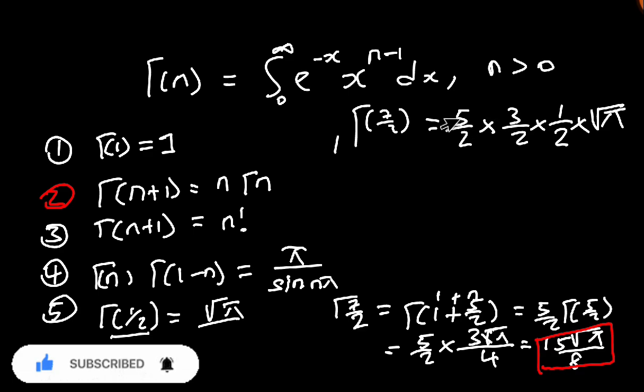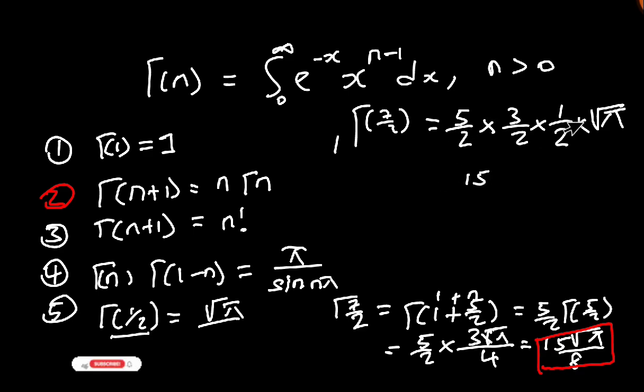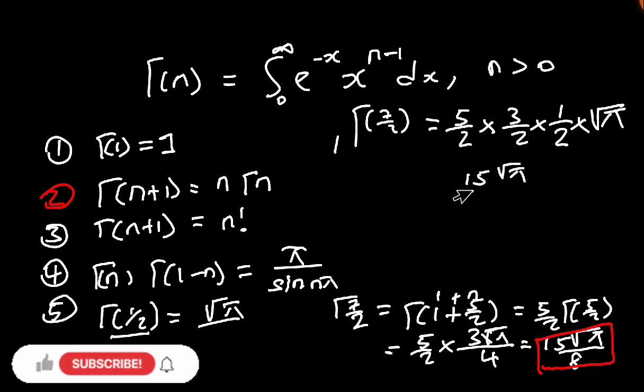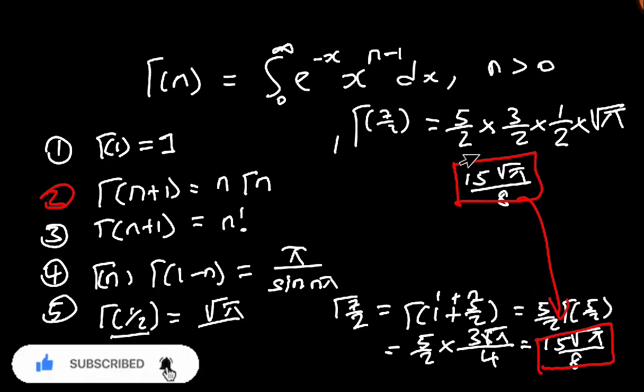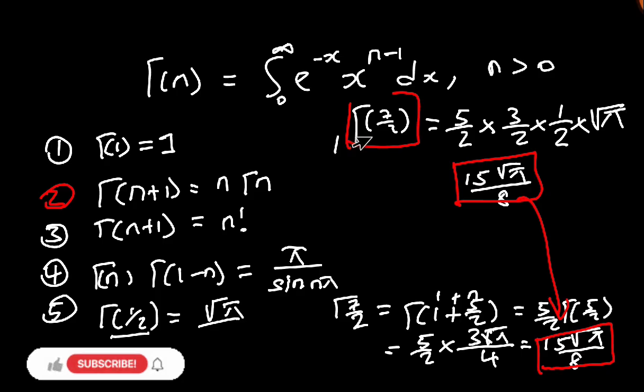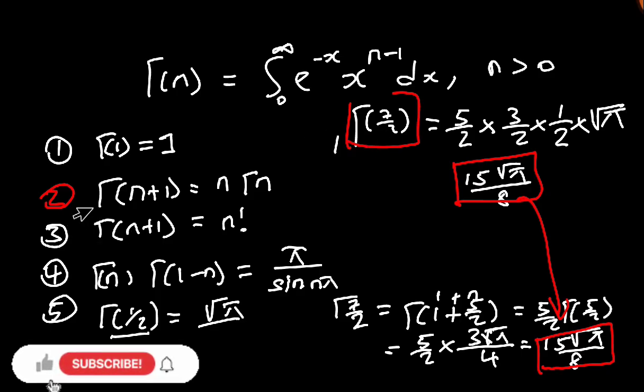So 3 times 5 is equal to 15 times root pi, divided by 2 times 2 is 4, 2 times 4 is 8. Which is the same thing as what we have here. So this is the easiest way to evaluate this type of gamma function that falls under this second property. So let's take a look at the third property.